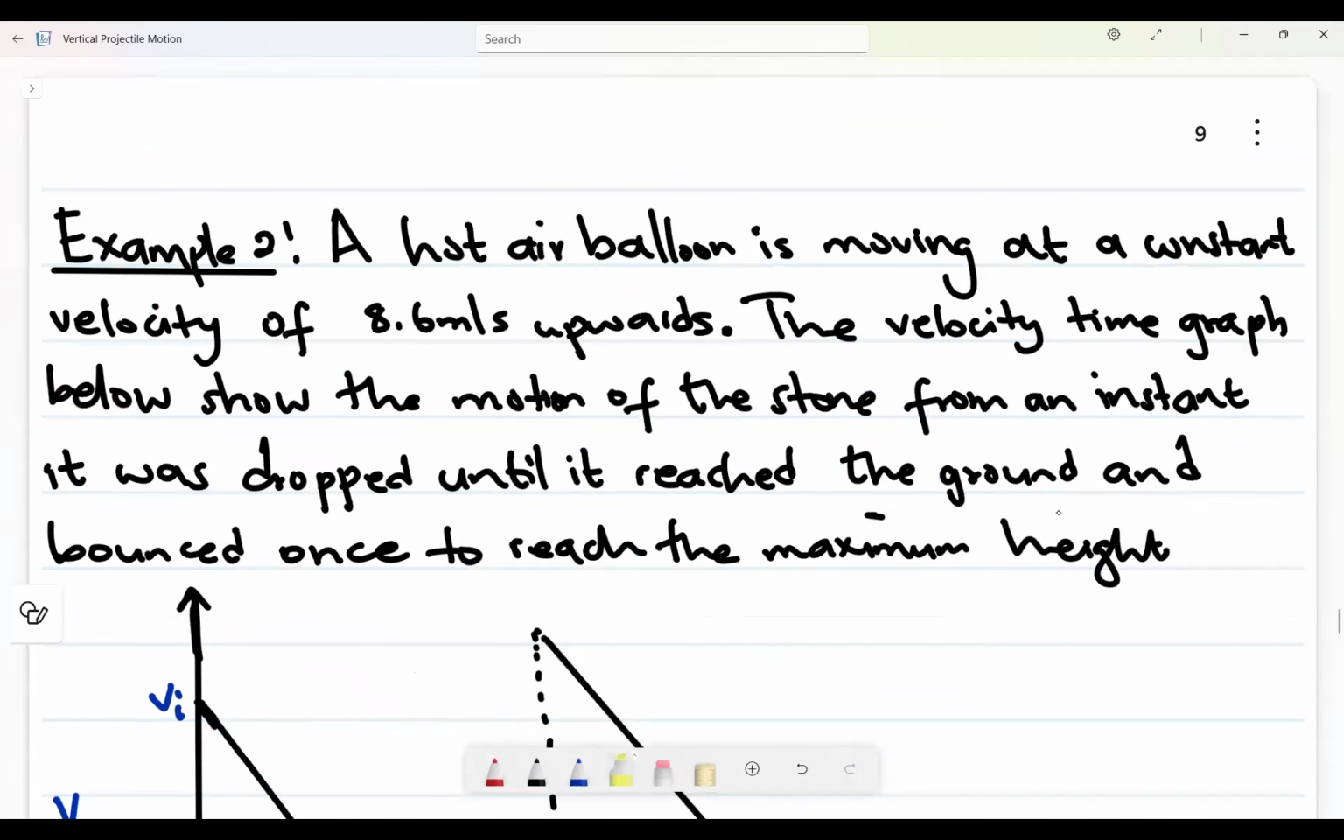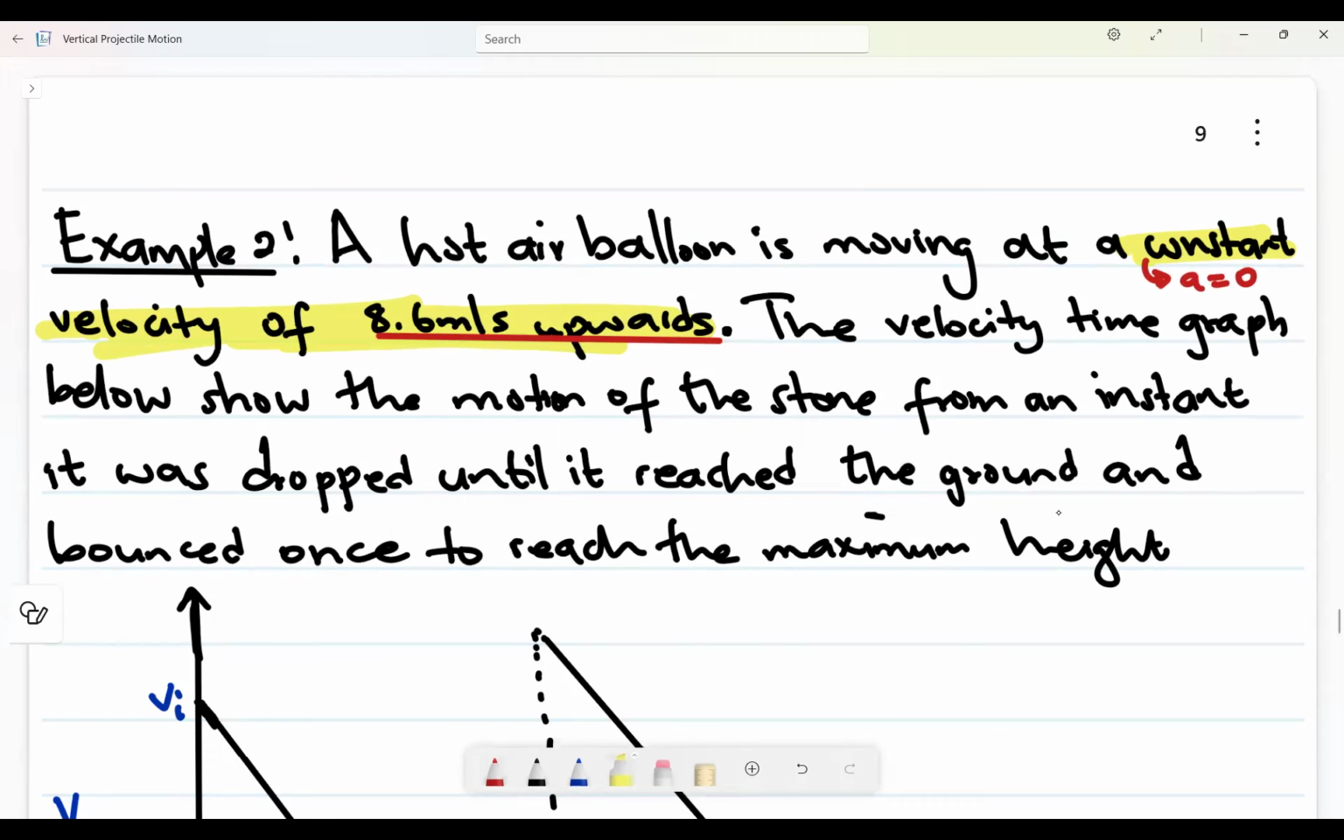They say a hot air balloon is moving at a constant velocity of 8.6 meters per second upwards. Now, before we move on, what is a constant velocity? What does constant velocity tell us? Constant velocity tells us that the acceleration is equal to 0. We are given the velocity of that hot air balloon, by the way.